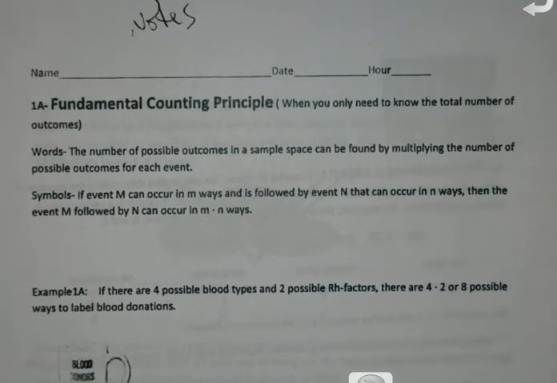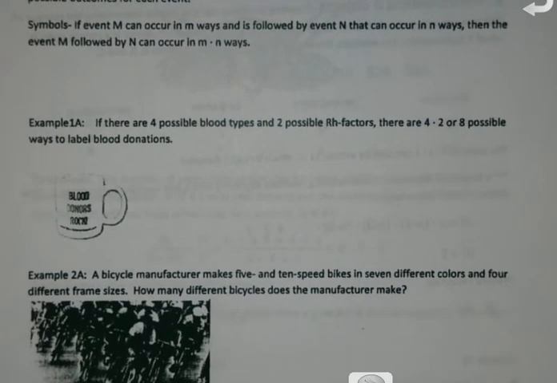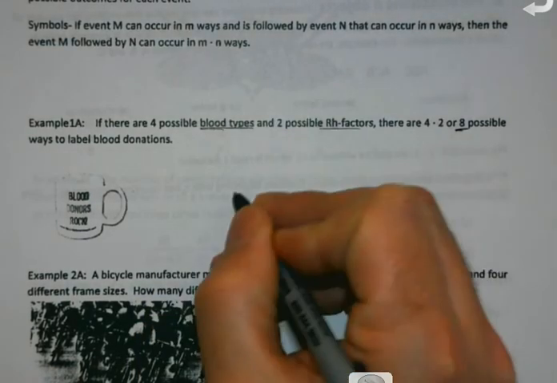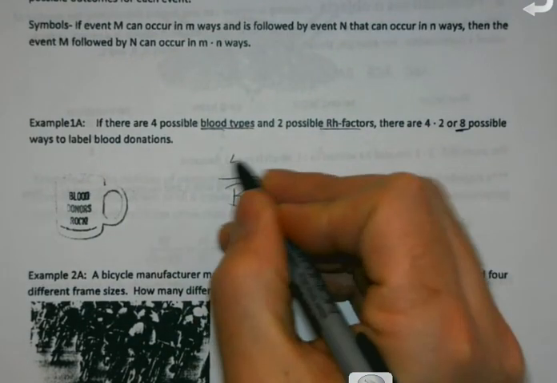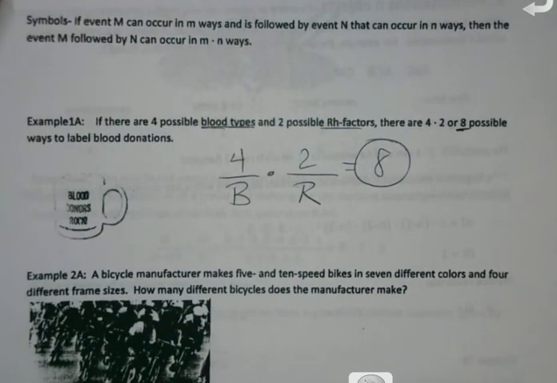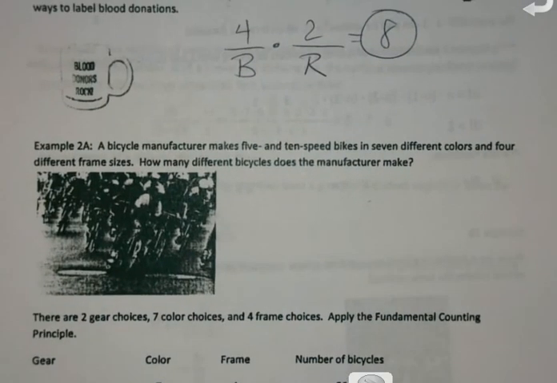So when we're looking at it in its most basic form, for instance here, with our example 1, if there are 4 possible blood types and 2 possible Rh factors, there are 8 possible ways to label the blood donations. In other words, when you're using the fundamental counting principle, you take each of the types of things, so if I was doing my blood types, multiply them all together. You're just basically multiplying how many options there are in each, and it tells you the total number of outcomes, or the total number of possibilities. Okay? So you're like, oh, this isn't going to be bad. And it's not, especially here at the start with these.